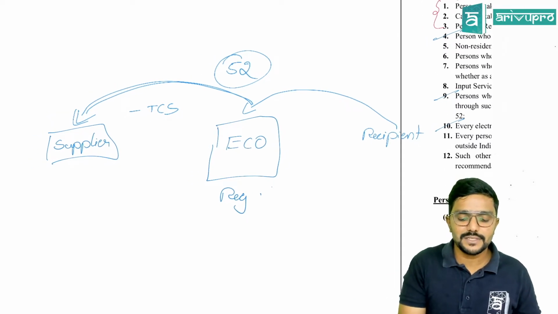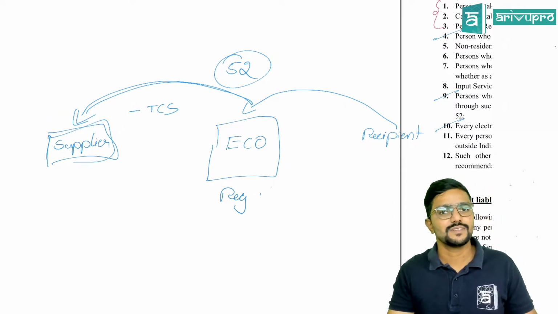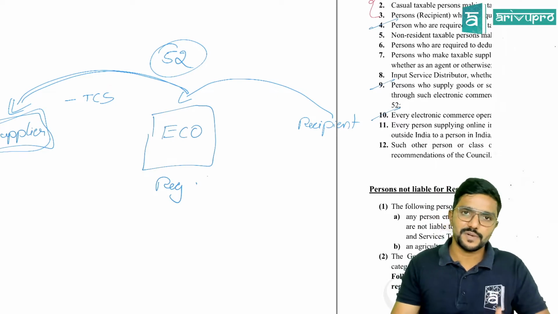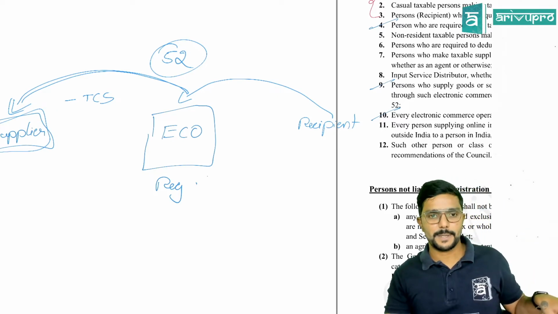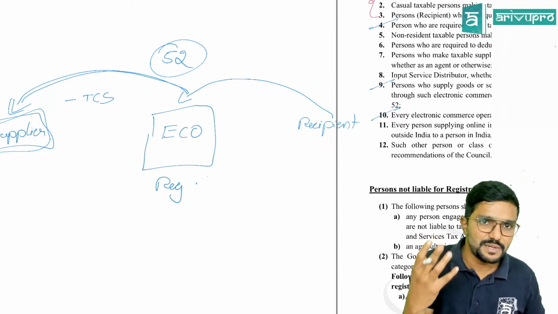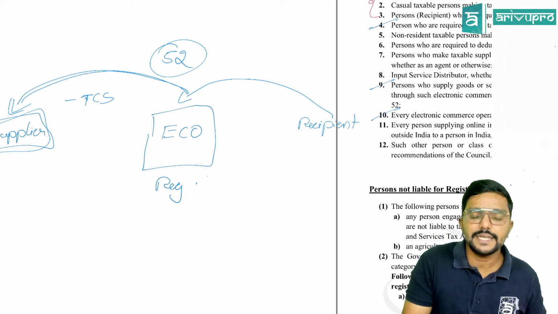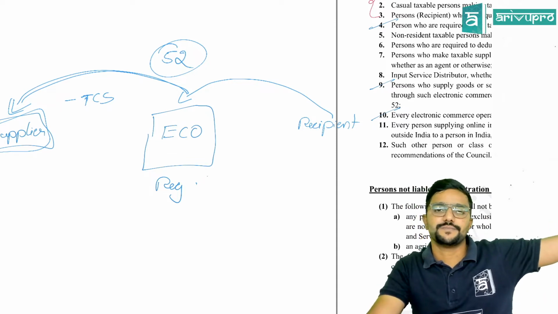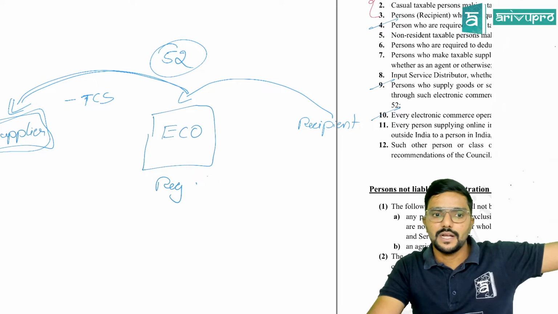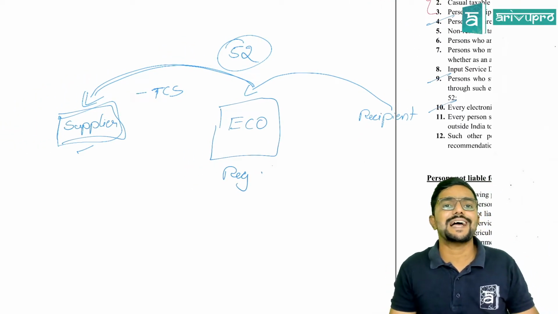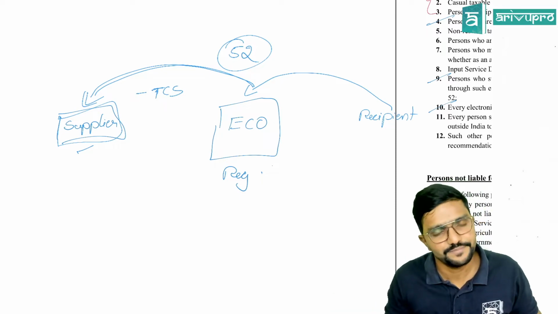Because sometimes what happens, the supplier will not disclose this transaction. He will try to hide it to avoid tax. So what they are trying to tell is, electronic commerce operator, you will collect the payment from the recipient, you will give it to the supplier. So when you are giving it to the supplier, a certain percentage has been mentioned, collect that part as TCS and give it to us, so that we can track the transactions, and we will make sure that the supplier is disclosing this transaction as his outward supply, and he will pay tax on it.